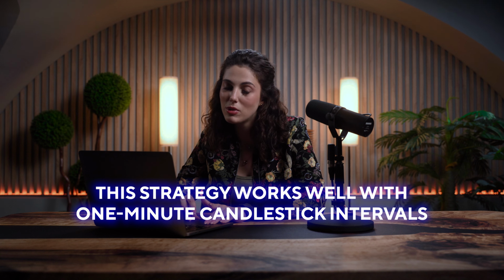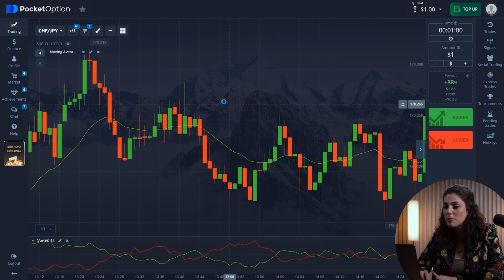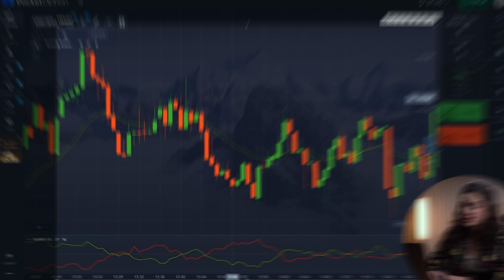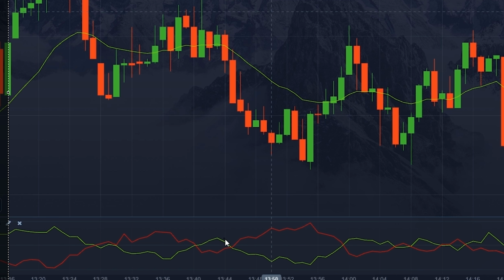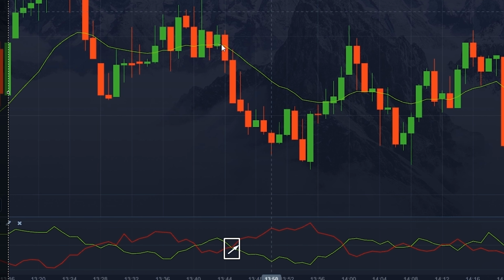Now I'll show you some simple signals for opening positions. This strategy works well with 1-minute candlestick intervals. First, pay attention to the Vortex indicator. If the red line crosses the green line from below, that's a signal for a short position. But that's not enough to open a trade. For full confirmation, the candles must be below the moving average line, and the trend must be in a bearish phase. The second signal isn't very convincing, but it's good for an example.